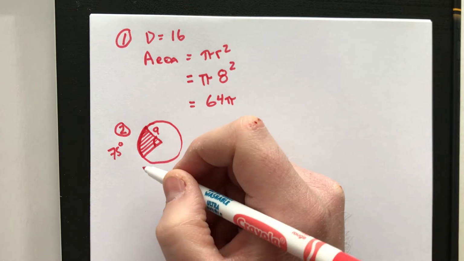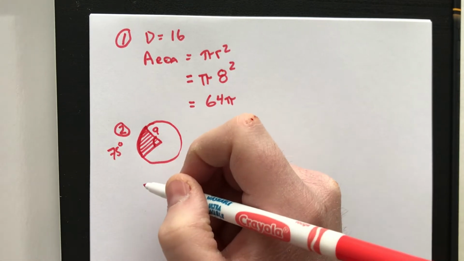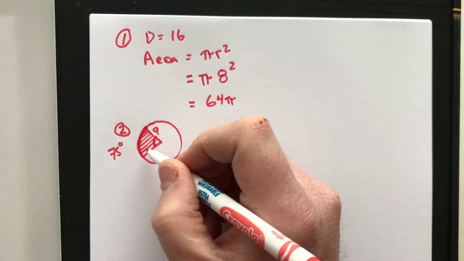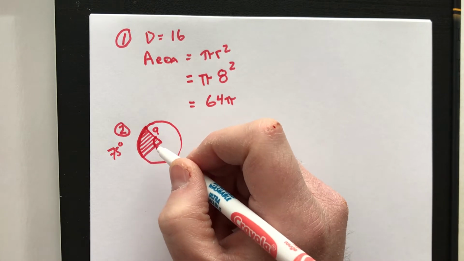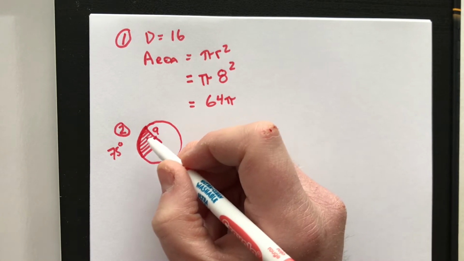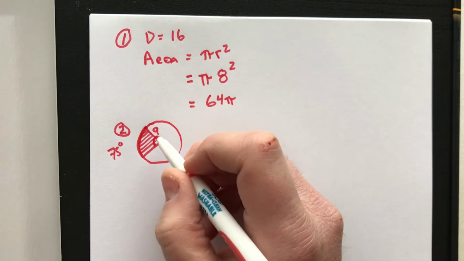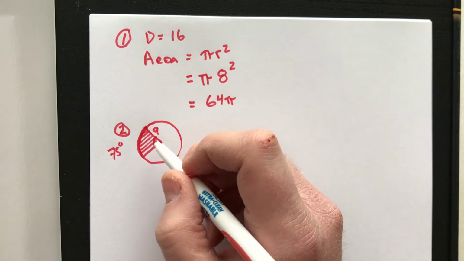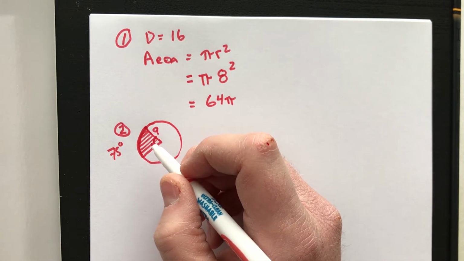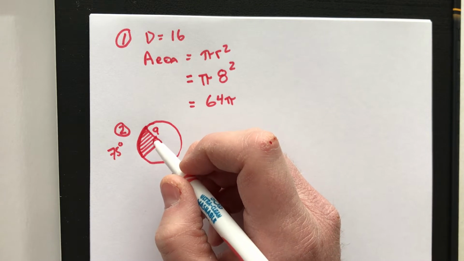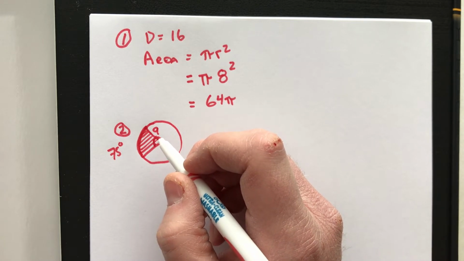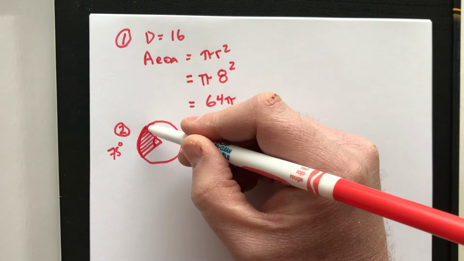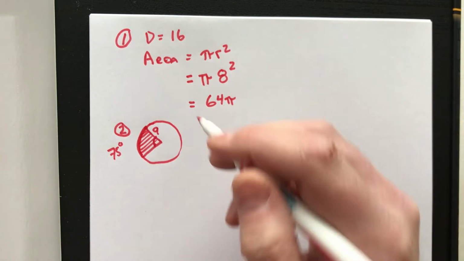This shaded region is called a sector of a circle. I like to think about it as a slice of pizza. Now, if you looked at the photo that I put on there, a segment of a circle would just be like the pizza crust. We'll get to that in a second.